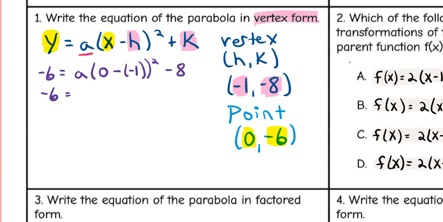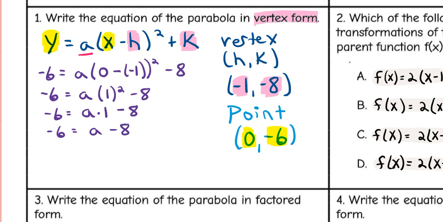So again, I'm going to follow order of operations. In the parentheses, minus a -1 is +1. And when I square that, I get 1. So now I have a times 1. And that is just going to give me a minus 8, because a times 1 is a. And when I add 8 to both sides, I find that the a term is 2.